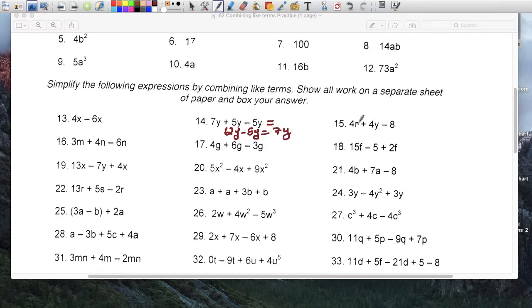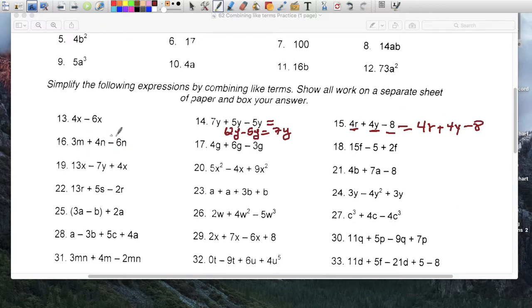Over here, number 15, 4r plus 4r plus 4y minus 8. Well, this is an r, this is a y. There's a variable r, there's a variable y, there's a variable y. I can't do anything with these because they're not alike, so the answer is just 4r plus 4y minus 8.